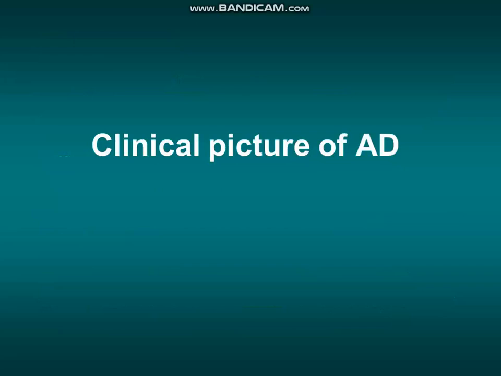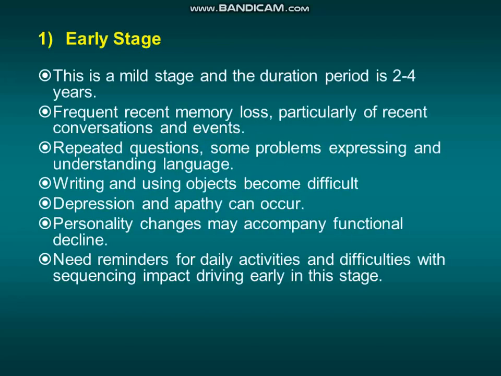Clinical pictures of Alzheimer's disease. Early stage. This is a mild stage, and the duration period is 2 up to 4 years. There is a frequent recent memory loss, particularly for recent conversations and events. Repeated questions.